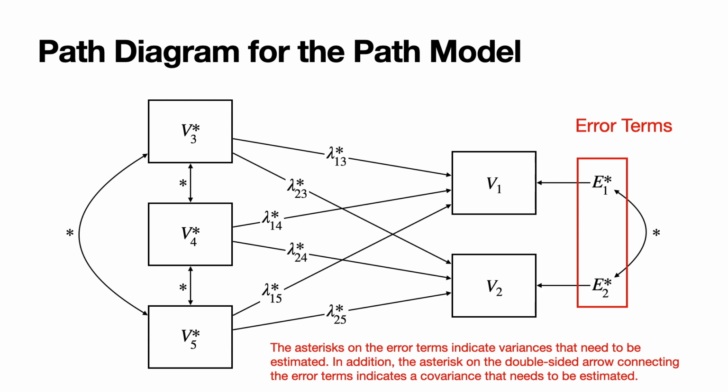The asterisks on the error terms indicate variances that need to be estimated. And in addition, the asterisk on the double-sided arrow connecting the error terms indicates a covariance that needs to be estimated.